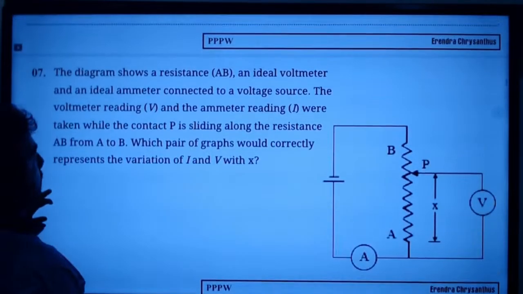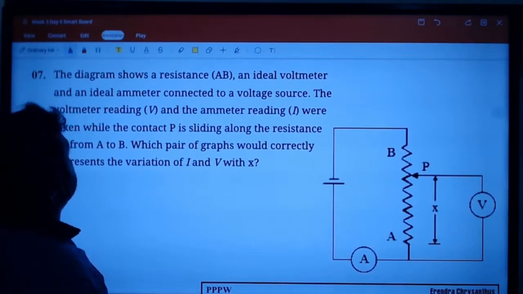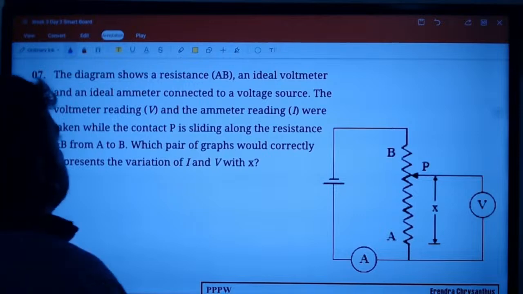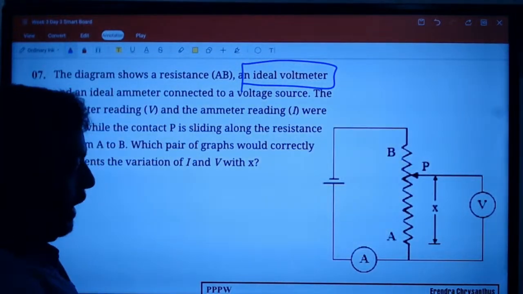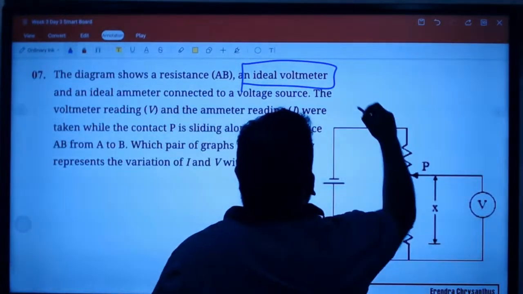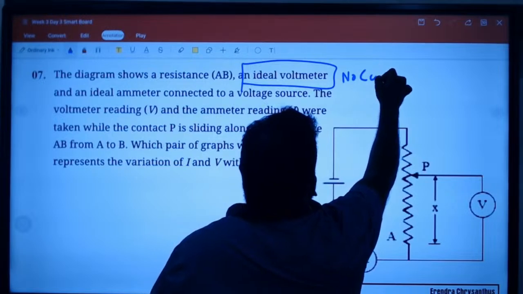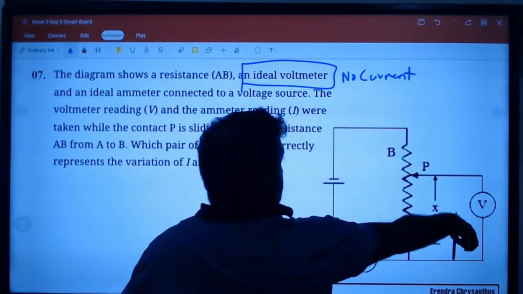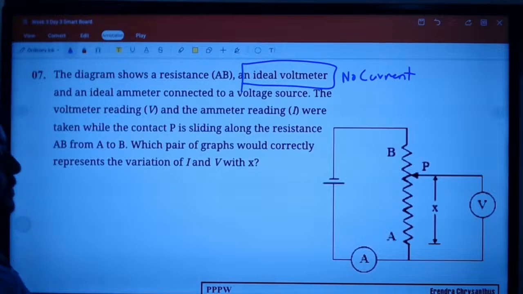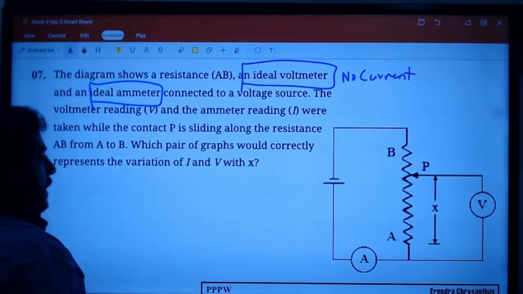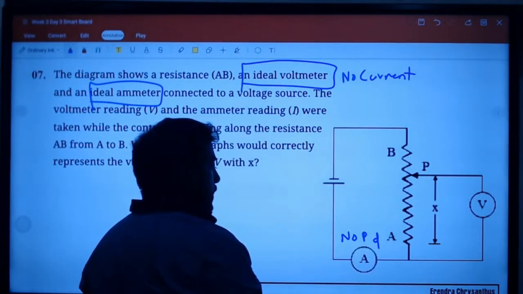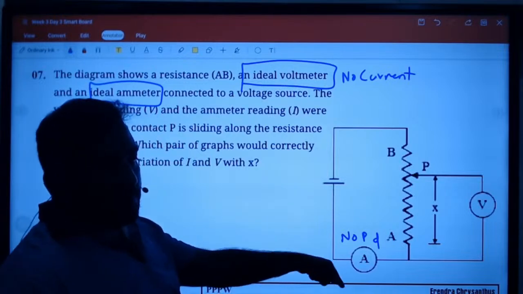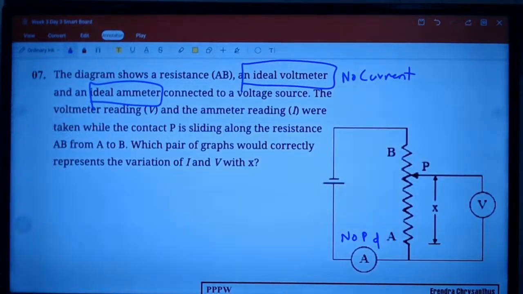Moving forward, what is this? The diagram shows resistance AB, an ideal voltmeter. These are key words. Ideal voltmeter means no current passes through, so guaranteed no current is going there. Okay. Ideal ammeter, these are also key words. Ideal ammeter means no potential difference, so no need to worry about the potential drop there. No issue.